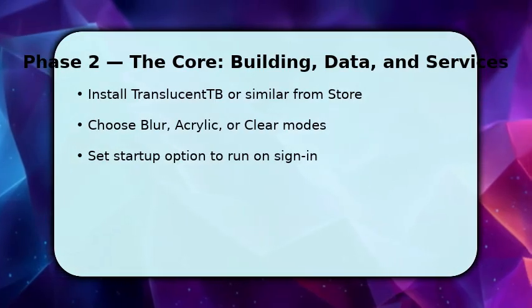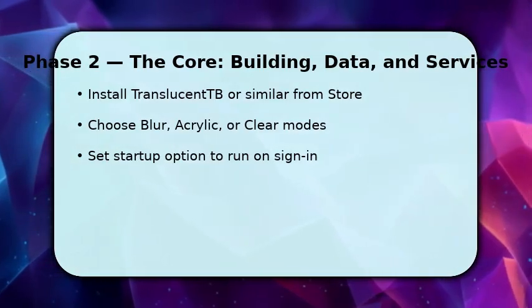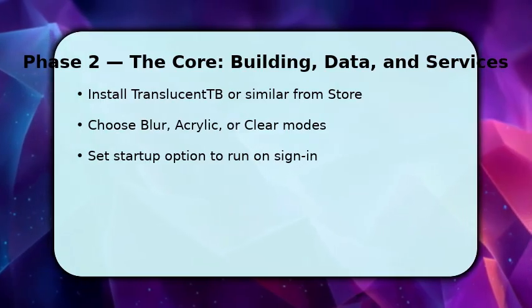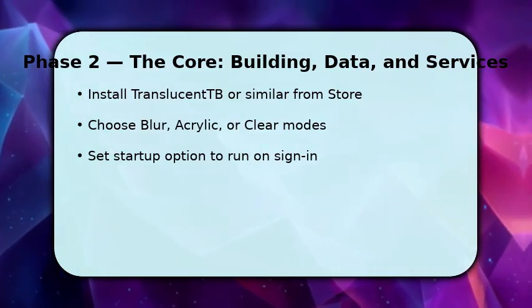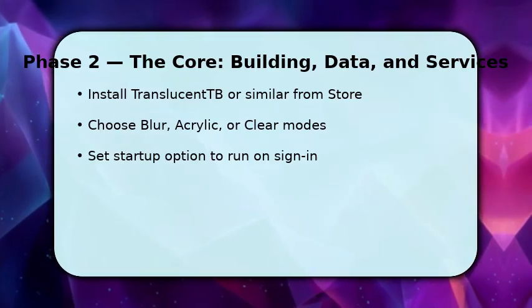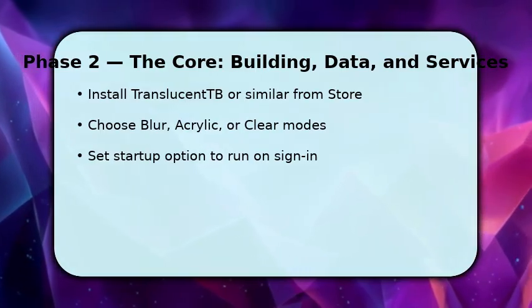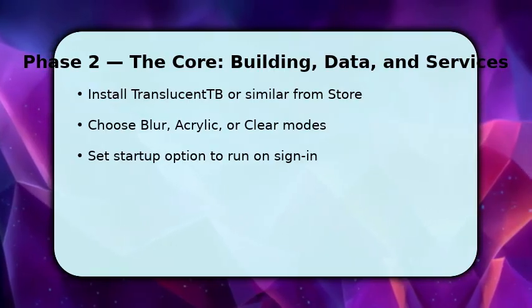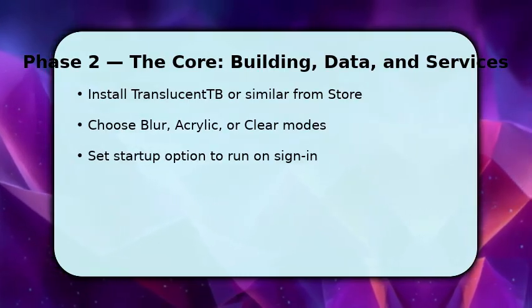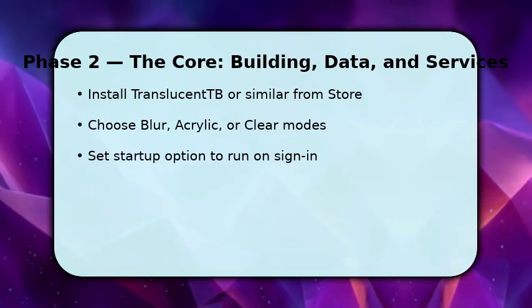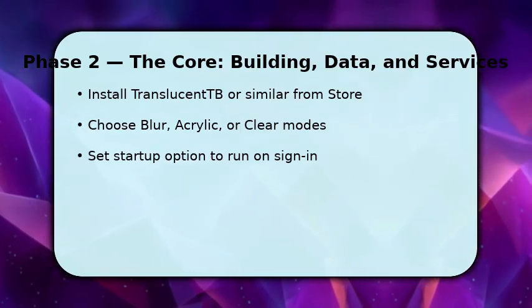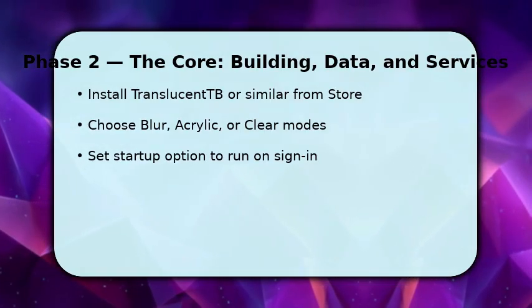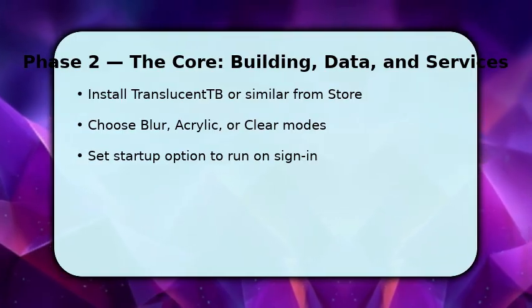Next, install a taskbar-specific app like Translucent TB from the Microsoft Store. This gives precise control over opacity, blur, and color overlays. You install, then run the app and pick a mode: acrylic for glass-like blur, blur for subtle haze, or clear for nearly invisible. Configure opacity percentages and accent blending while watching the taskbar in real time. This helps you see how foreground elements contrast.